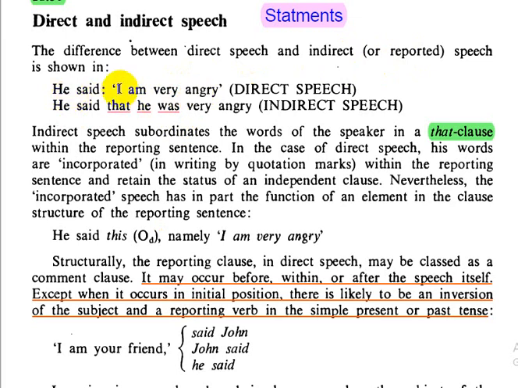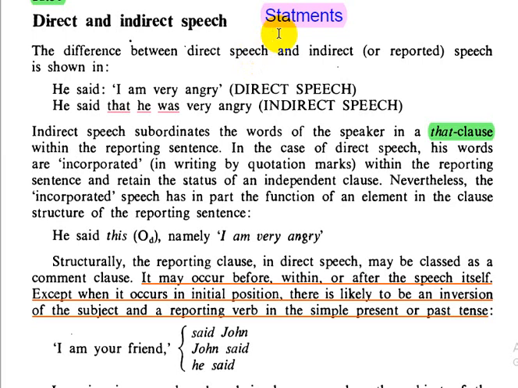And how do we know that? From the quotation marks. So we change the direct speech into indirect one. He said that he was very hungry. So we report what the other person said, the other person's speech.